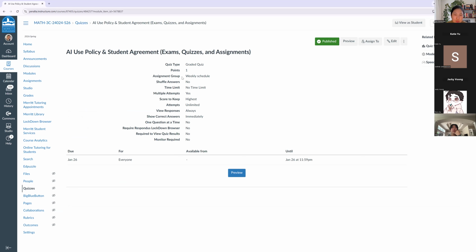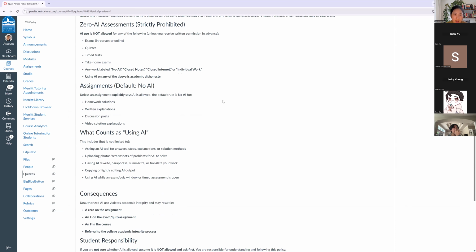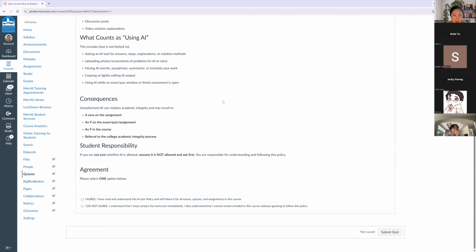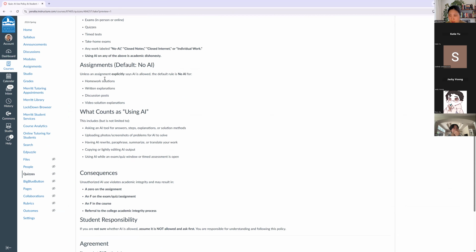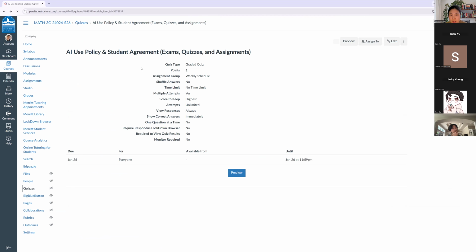So please read through this AI use policy and student agreement. If you go there, I briefly mentioned what the purpose of this page is, zero AI assessment, and so on. And then if you agree, please click and submit it. Okay. So please read this page carefully.